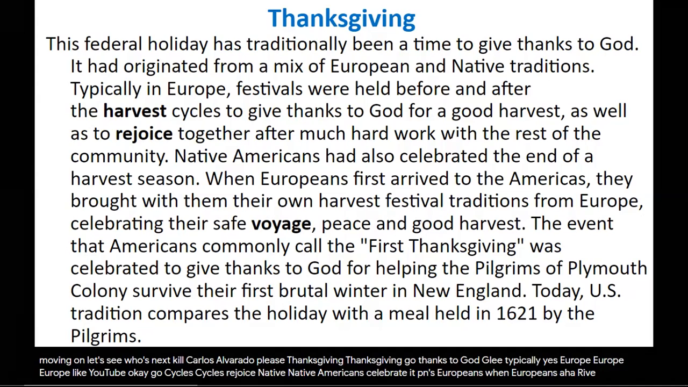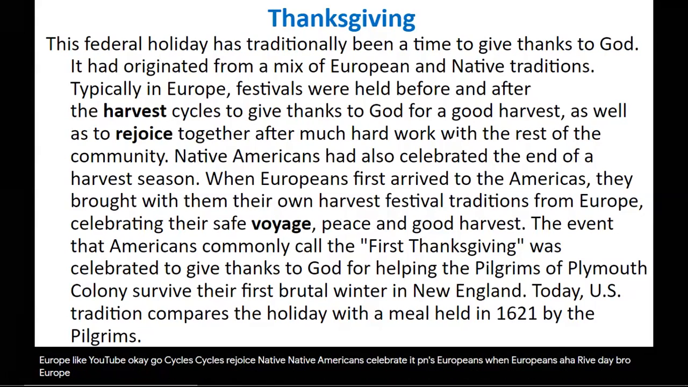When Europeans first arrived to the Americas, they brought with them their own harvest festival traditions from Europe. Celebrating their safe voyage, peace and good harvest.